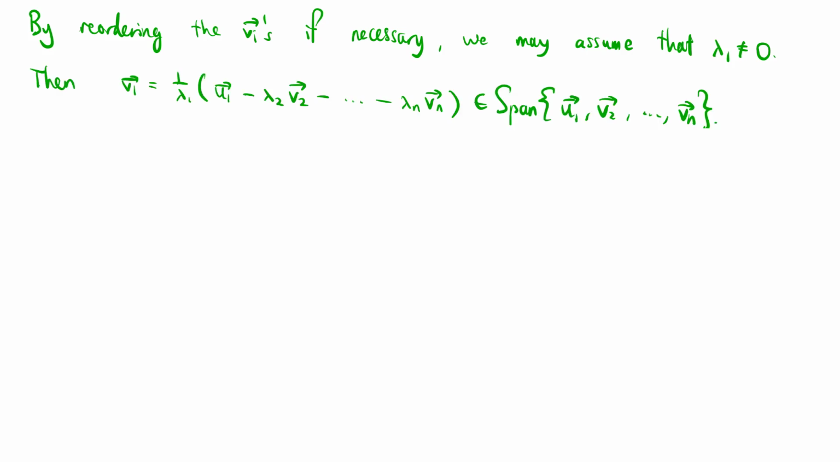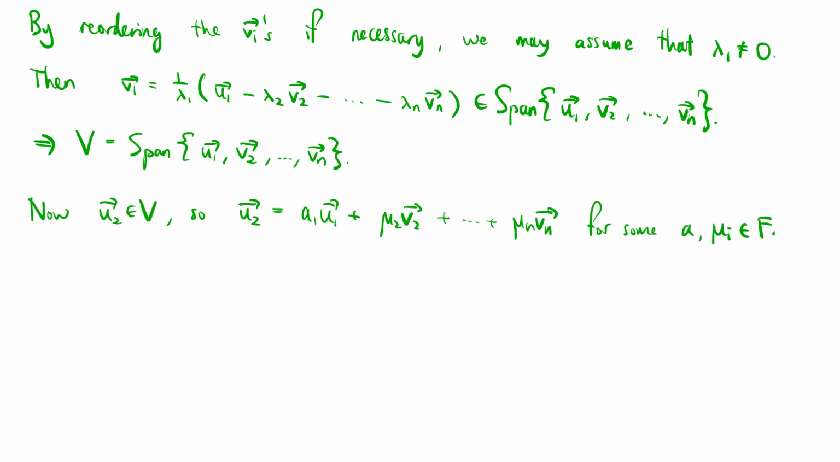Then v1 = (1/λ1)(u1 − λ2v2 − ... − λnvn). This is in the span of u1, v2, up to vn. This means that V is the span of u1, v2, up to vn. In other words, we can replace v1 by u1 in the spanning set, and this set still spans V.